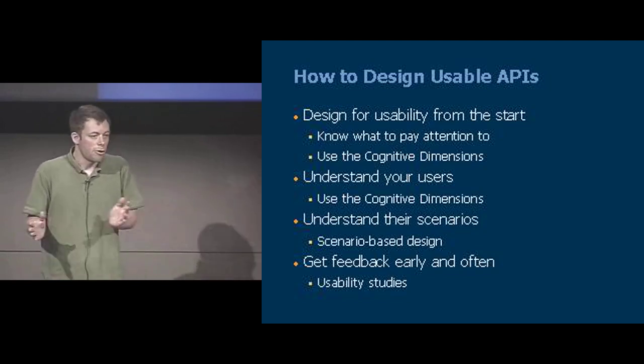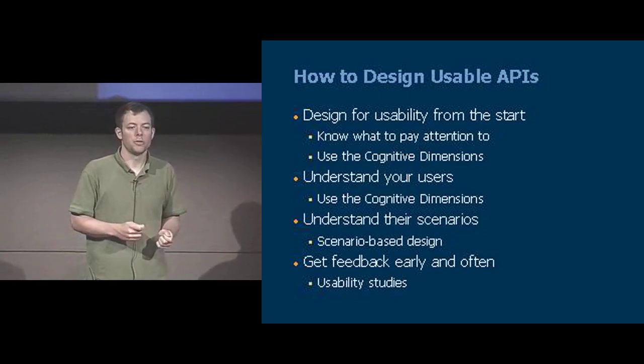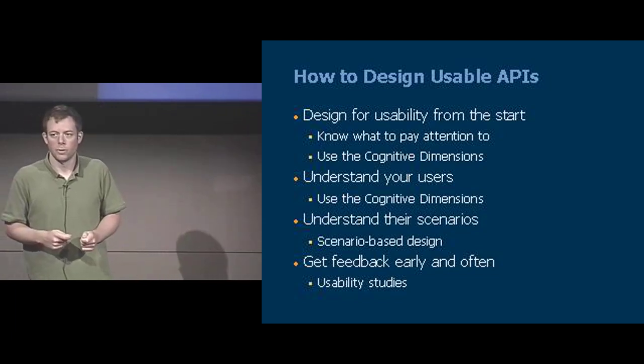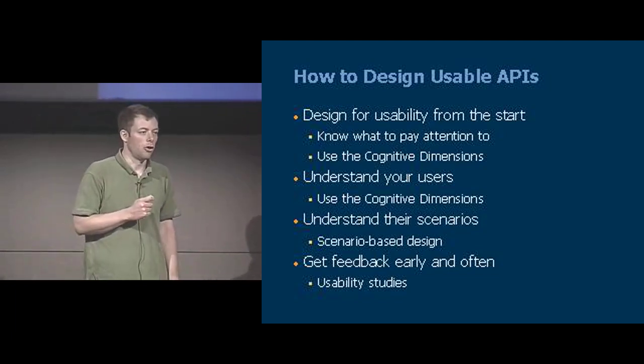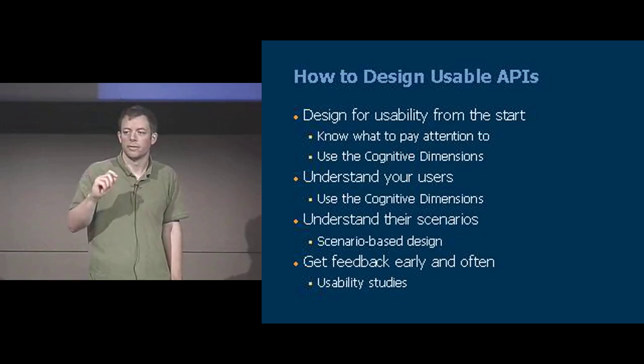So given that you care about usability, you want to make sure that your API is as usable as it can possibly be, how do you go about doing that? Well, the first thing to take note of is that usability is not something that can be tacked on to the end of the project lifecycle like a wee check mark. Say, did we do usability? Check, yep, now we're ready to ship.